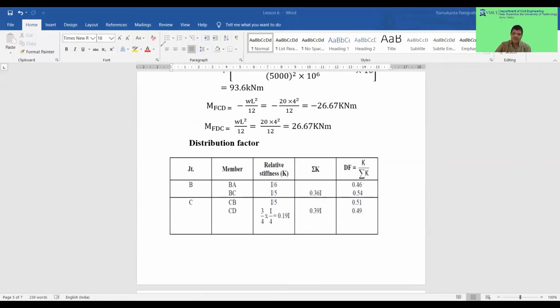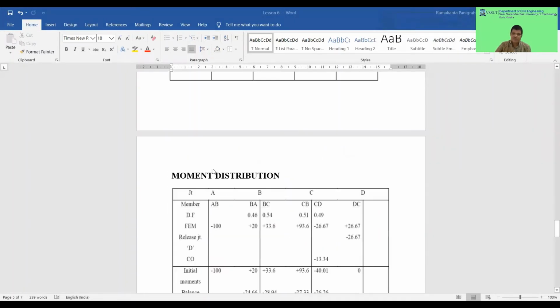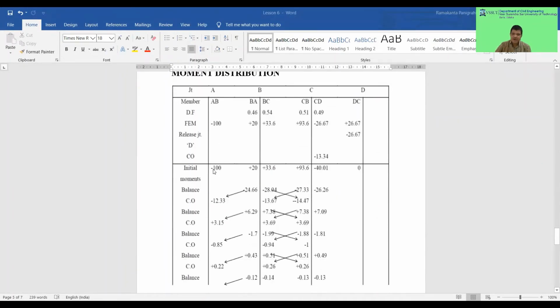Once you find the distribution factor, now let us go to the moment distribution. How the moment distribution is done here. As we have discussed in the earlier case, write down AB, BA, BC, all these things, and then write down the distribution factor we have obtained. Then write the fixed end moments, minus 100, plus 20, whatever value.